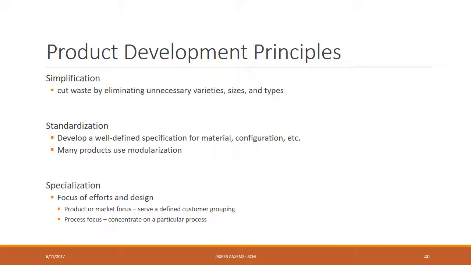So there are a couple of product development principles. The first one is simplification, and that is to cut waste by eliminating unnecessary variety, sizes and types. You have standardization, develop a well-defined specification for material configurations, and you have specialization, and that's focus on effort and design.